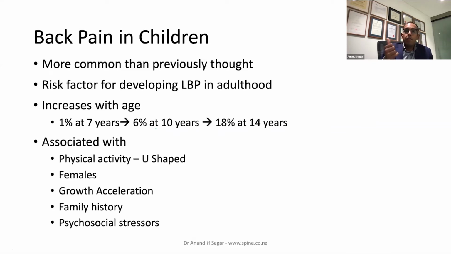And it's associated with physical activity, and the association is a U-shaped association. So those who partake in no activity have higher incidence of back pain, moderate activity low, and those who partake in a lot of physical activity have a higher incidence of back pain. So I see that in my practice with young girls that are heavy dancers or gymnasts. They do dancing 4 or 5 times a week. They come in with back pain. Girls are more likely to have low back pain, children going through the growth acceleration or with a family history of back pain. And families with psychosocial stresses can sometimes manifest as back pain.